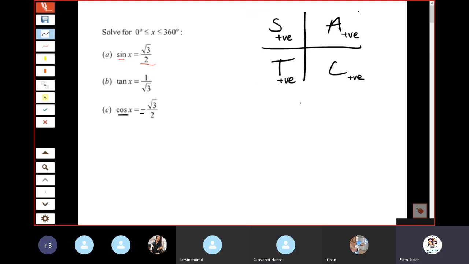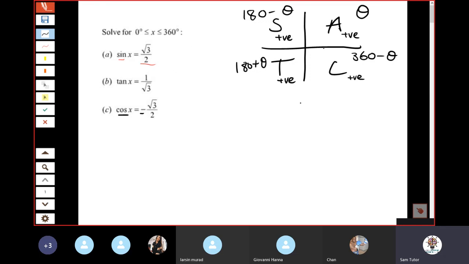Then we'll need our angles. If your angle falls in here, it's going to be theta. If your angle falls in here, then it's going to be 180 degrees minus theta. If your angle falls in here, it's 180 plus theta. If your angle falls in here, it's 360 minus theta. So if it's here, it's theta. If it's in the sine region, it's 180 minus that angle. If it's in the tan region, 180 plus. And if it's in the cos region, 360 minus.